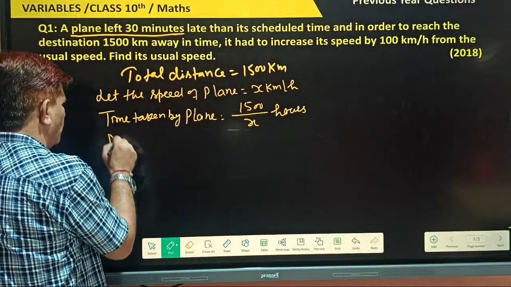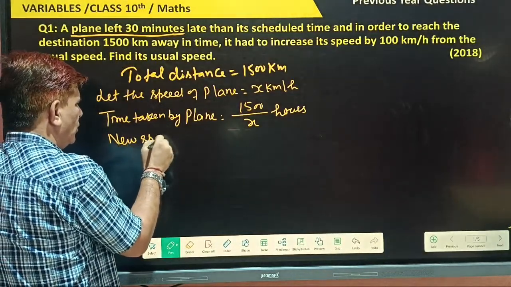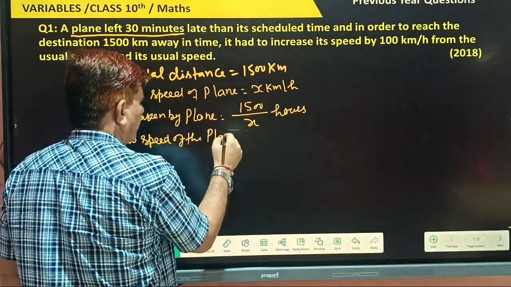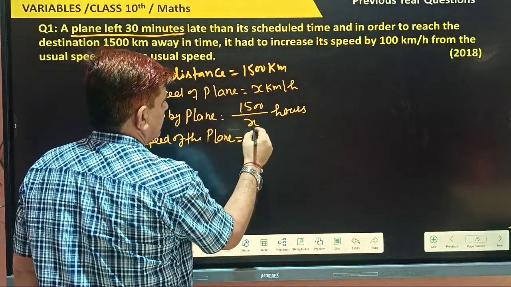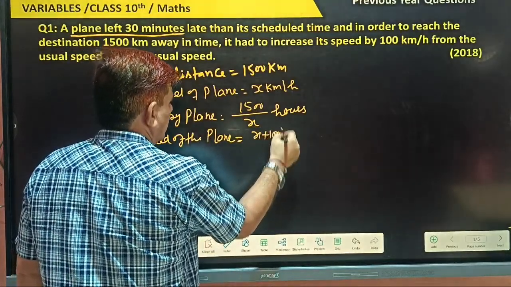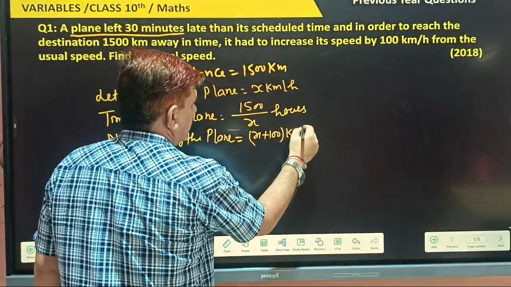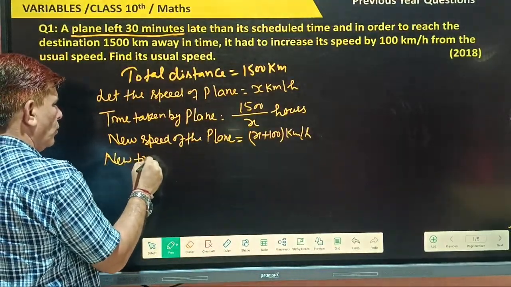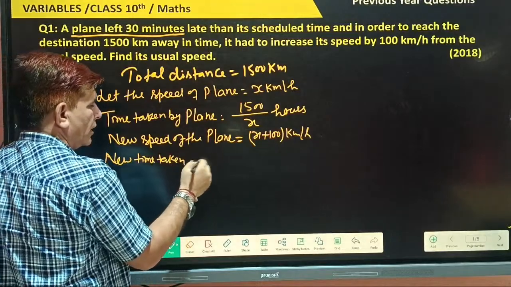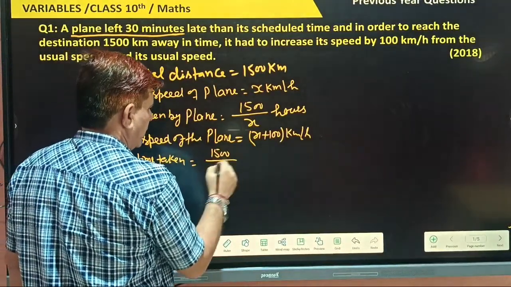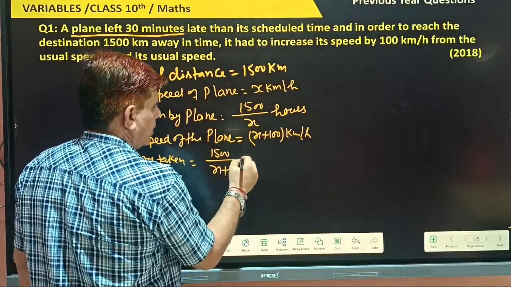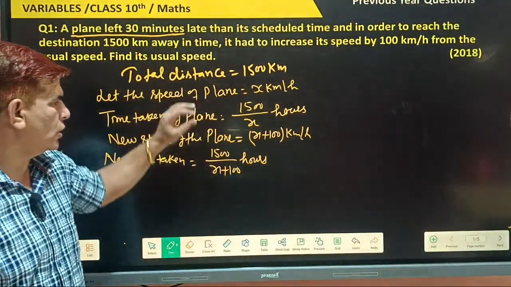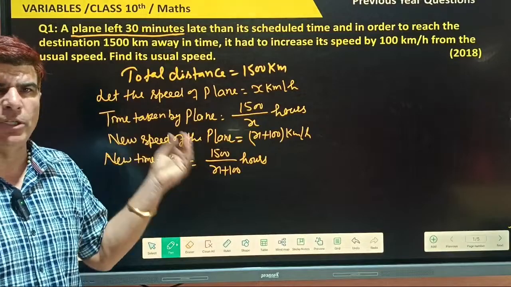So here we can write new speed. What can we write? New speed of the plane is x plus 100 kilometer per hour. So new time taken is again distance divided by the speed. Which time is more, this or this?